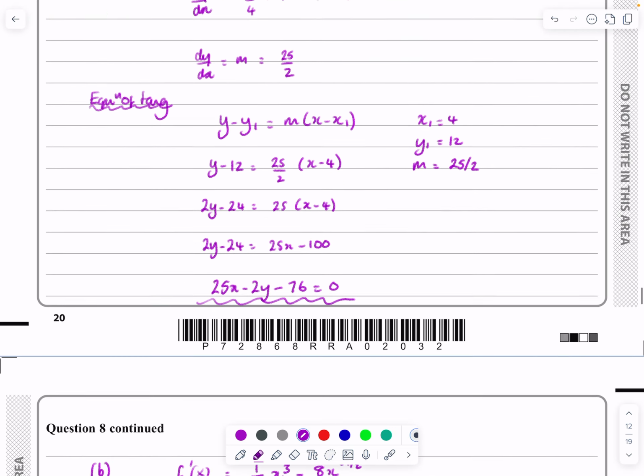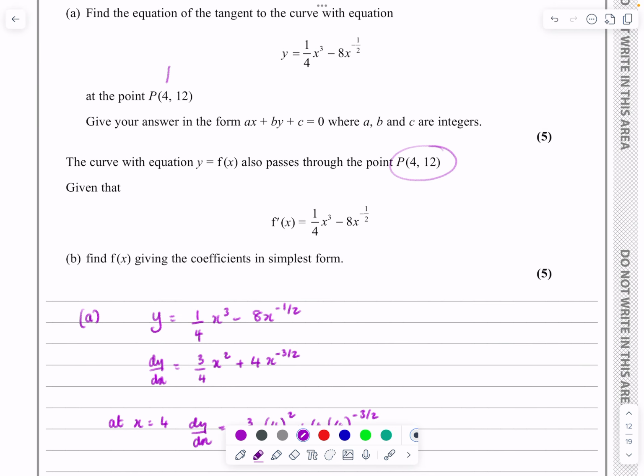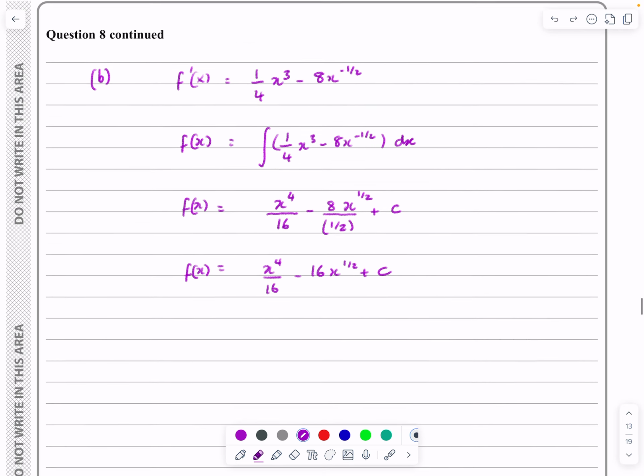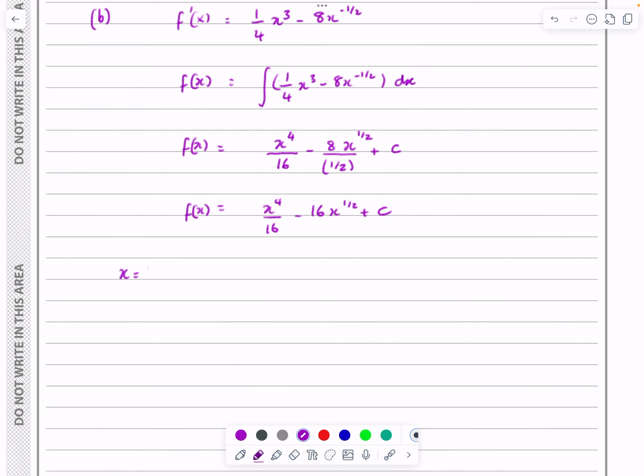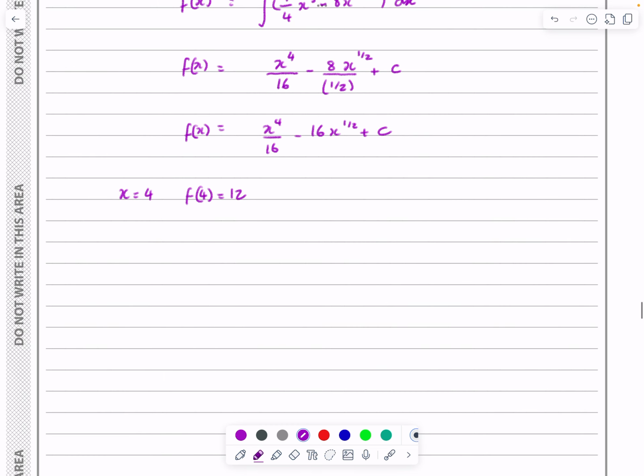And then what they did tell us, yeah, this still holds for the second part, the point (4, 12). So if we know that x equals 4 when y equals 12, let's tell the examiner that. x equals 4, y equals 12, or rather f(4) equals 12 is a nicer way of actually writing it using the function notation. So f(4) is going to be sticking 4 in, so 4 to the 4 over 16, minus 16 lots of 4 to the half, plus c. All of that works out to be equal to 12.